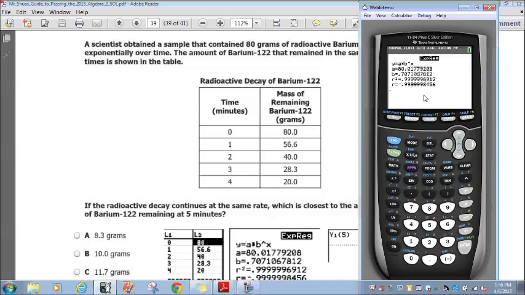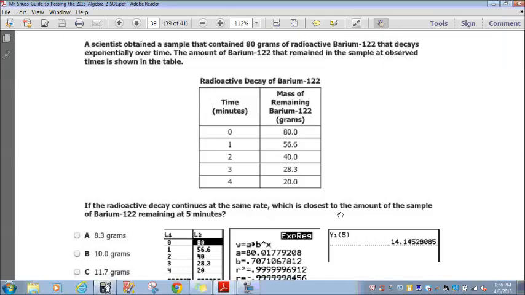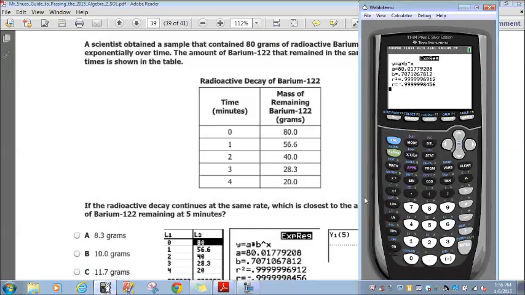Why? Because the question says, which is closest to the amount of the sample of barium 122 remaining at 5 minutes? So now I want to find out what 5 minutes are. Now, this is why I asked you to go to the vars. Hit your vars key, again, right arrow over to Y vars, hit 1 for function, and Y1 for Y1. So now, that function that we just saw is saved there in Y1.